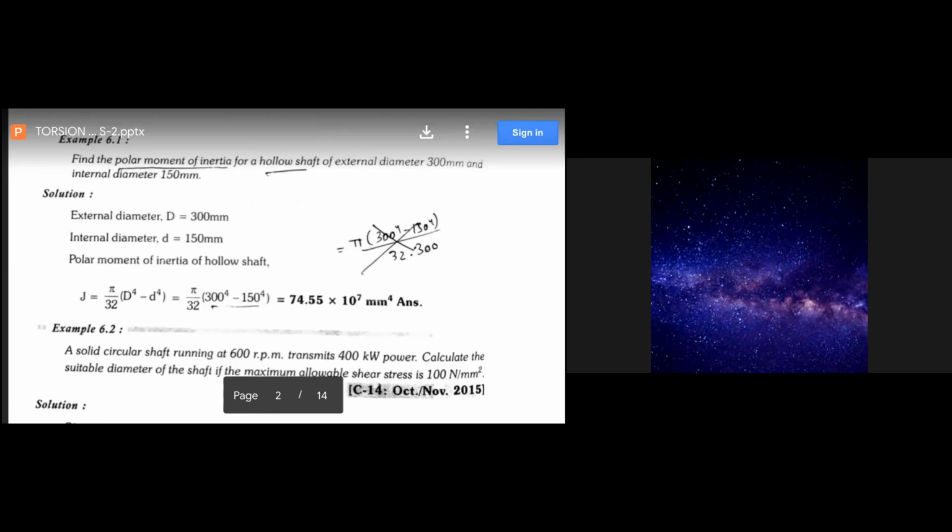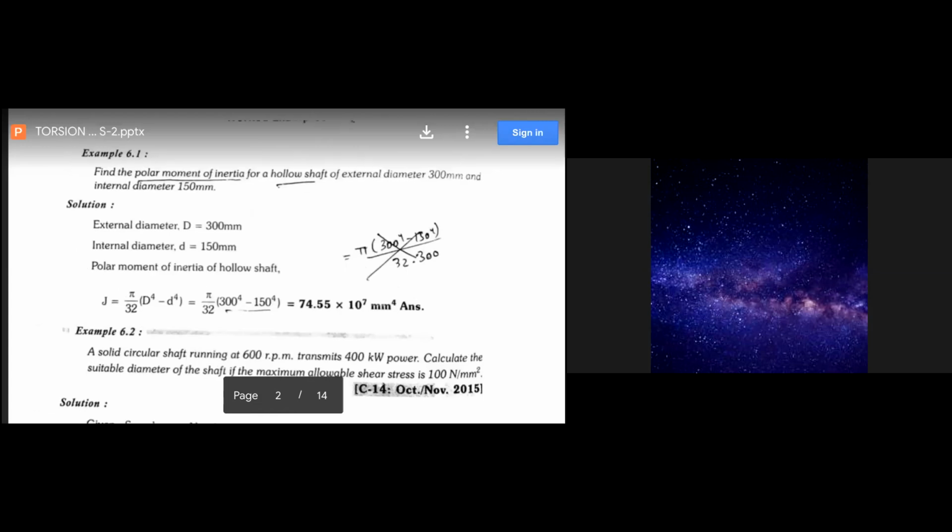Find the polar moment of inertia of a hollow shaft of external diameter 300 mm and internal diameter 150 mm. Here, the given data is: type of the shaft is hollow shaft, and its dimensions are external diameter capital D equal to 300 mm and internal diameter small d equal to 150 mm. And here we have to find the polar moment of inertia.